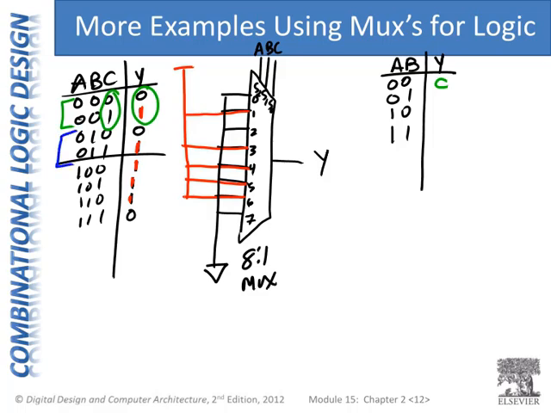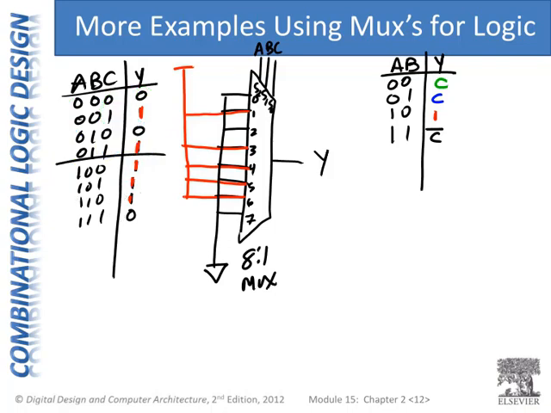0, 1 are in those 2 rows. Again, the output y follows C. Now we have 1, 0. Well, the output y is just 1, no matter what C is. And finally, we have last combination 1, 1 on A and B. And output y is 1 when C is 0, and 0 when C is 1. So the output is C bar.